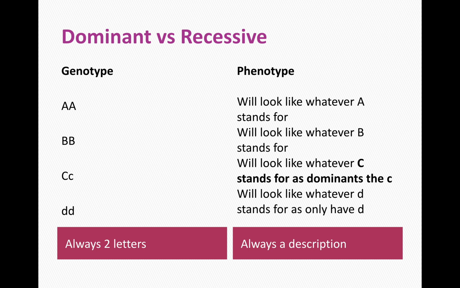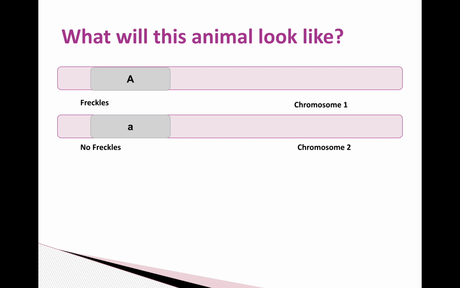If you ask for phenotype, this is always a description. So in this one I didn't give you any, it would just be whatever A or B or C or D stands for in the key, and you'll be given that with each question. So let's look at some examples.